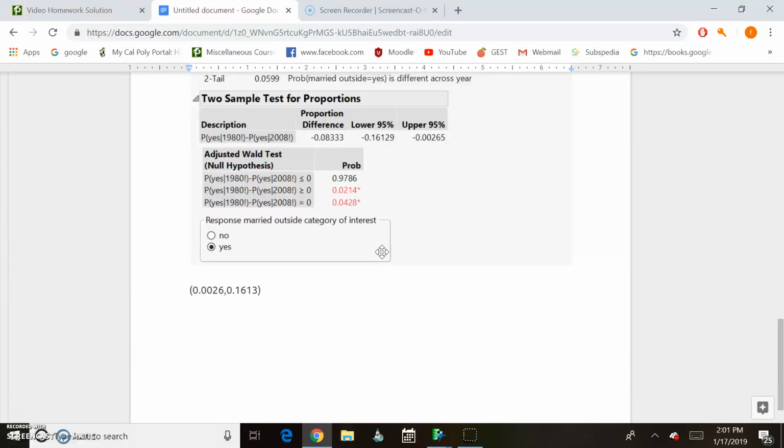And for the confidence interval, we just have to multiply by -1, and it will give us this amount.